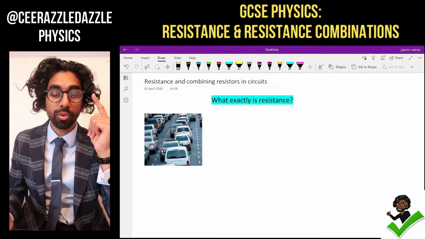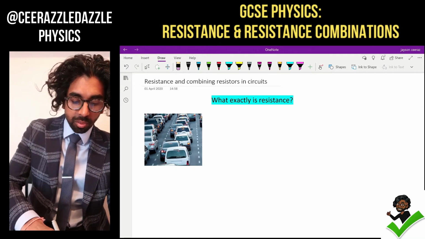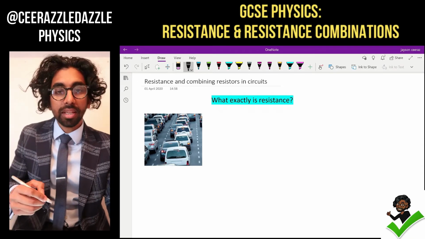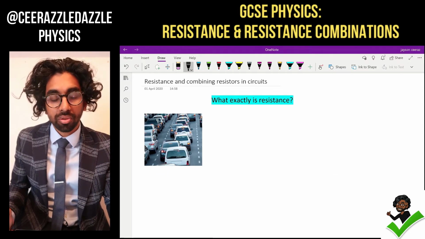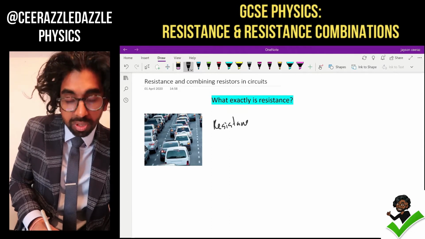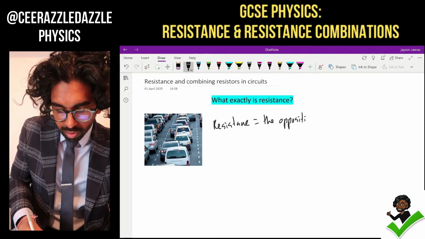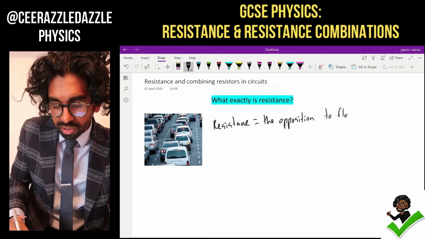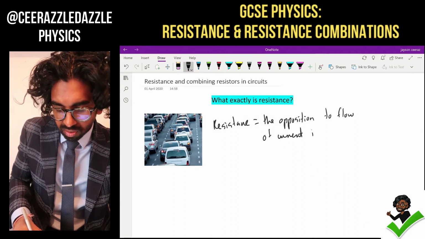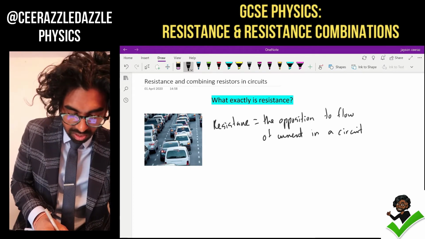In today's session we're going to be talking about resistance and looking at how we combine resistances in circuits. So we'll start off with the following. What is resistance? Resistance is simply the opposition to the flow of current in your circuit. So let's put that down. It's going to be the opposition to the flow of current in a circuit.